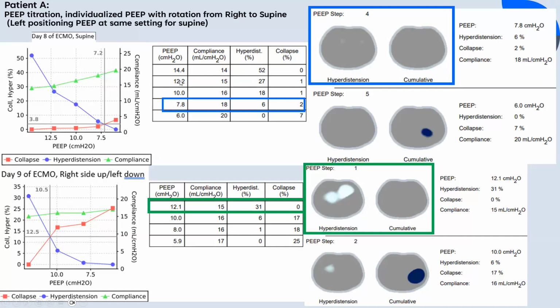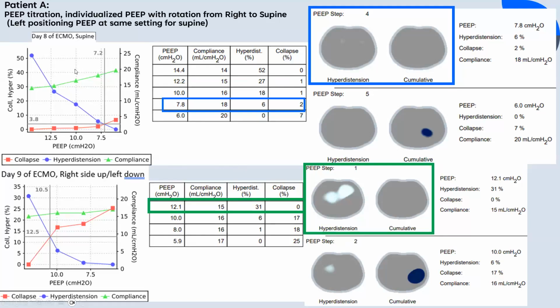So thankfully, as we start to come down on our PEEP, our compliance is getting better. And then finally, we settle out at only 6% hyperdistension and just a little bit of collapse. So we decided to leave our patient here at a PEEP of 8. And you can see even visually just how little representation of hyperdistension that is and very little collapse. So that's how we decided to stay there at a PEEP of 8.